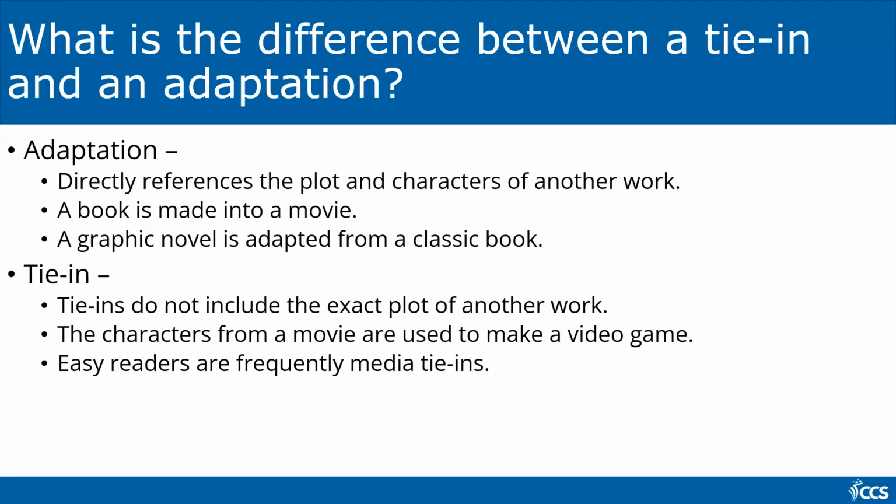So you may be wondering what the difference is between an adaptation and a tie-in. An adaptation directly references the plot and characters of another work, such as when a book is made into a movie or a graphic novel is created as an abridged version of a classic. Tie-ins do not include the exact plot of another work, but the characters from that work are included in the new work. So an example is when characters from a movie are used to make a video game.